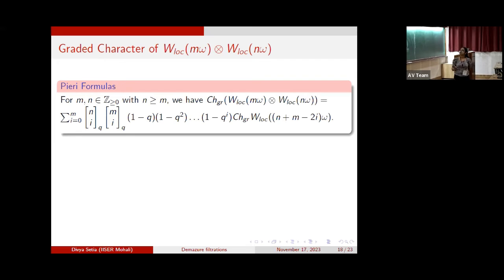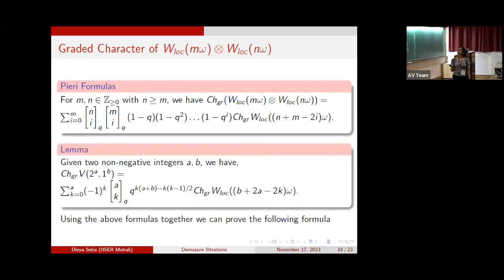So the strategy that we'll use is, first we'll write the character of the tensor product of 2 locals in terms of the local Weyl module. So in case of SL2, it's an easy formula. We can compute it by using the Pieri formula because the character of the local Weyl module is the same as the specialized Macdonald polynomial at t equal to 0. So it's just like a product of 2 Macdonald polynomials, expressed in terms of Macdonald polynomials. So we can compute it using the Pieri formula.